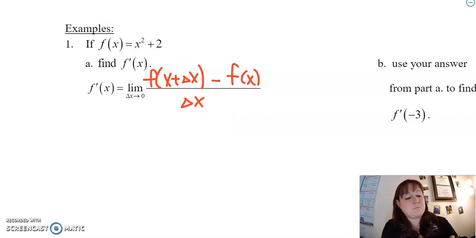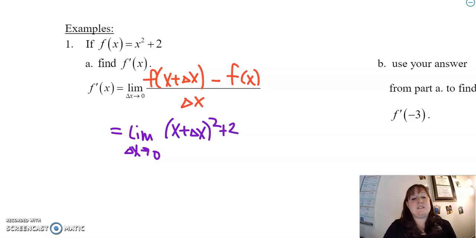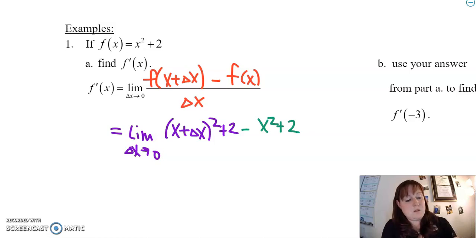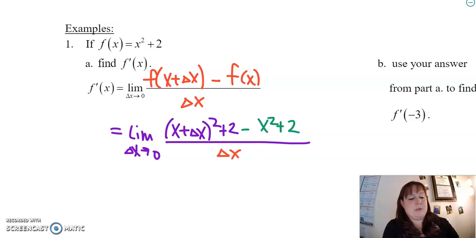Okay, so that's going to be the limit as change in x approaches 0 of (x plus change in x) squared plus 2. That is f of x plus change in x, right? Because I just put this in for x. Okay. Minus f of x, all over change in x. Okay, and you're like, okay, so that doesn't get me anywhere.